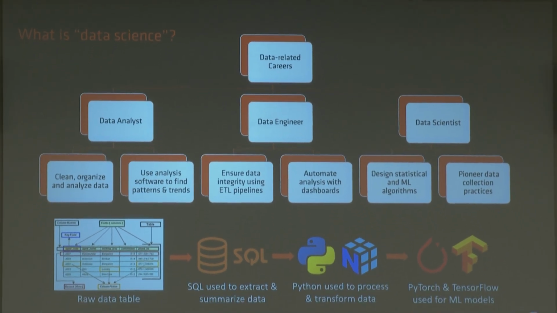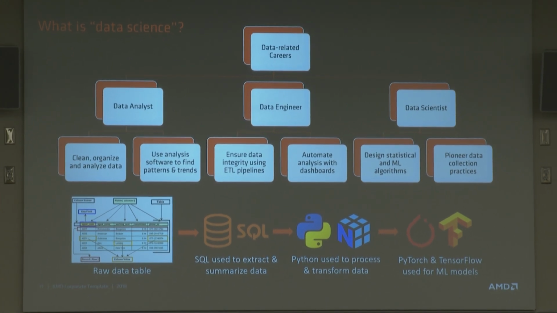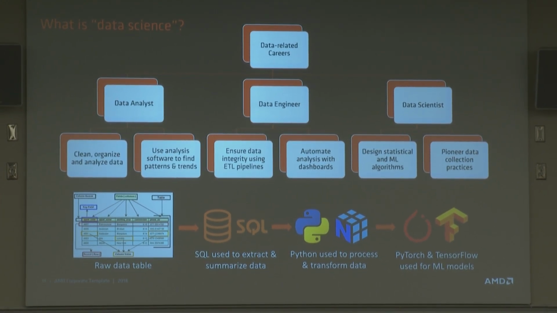And so the table at the bottom pretty much just goes through a flow of what exactly a data scientist is going to be using on a day-to-day basis. You start off with a raw table, then you want to start pulling data. You use SQL, which stands for Structured Query Language, to pull data onto your local computer or whatever server you're doing analysis on. Then you use Python to transform and extract this data. And then you use PyTorch, TensorFlow, whatever machine learning algorithm you want in order to start doing post-processing.